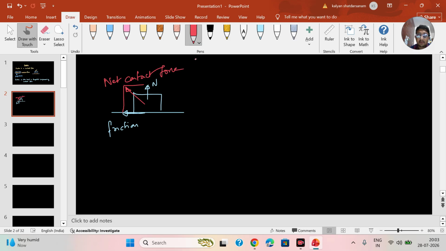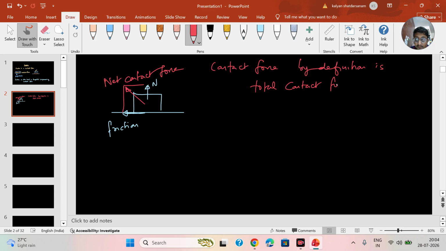If the problem says find the contact force, students make this mistake. They find the normal contact force and say that is the answer. Wrong. Contact force by definition means the total contact force. It is the resultant of normal contact force and frictional contact force. So the total contact force has two components: one perpendicular to the surface is called normal, and along the surface is called friction.